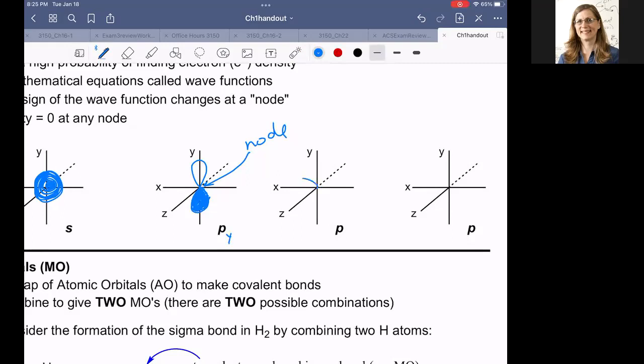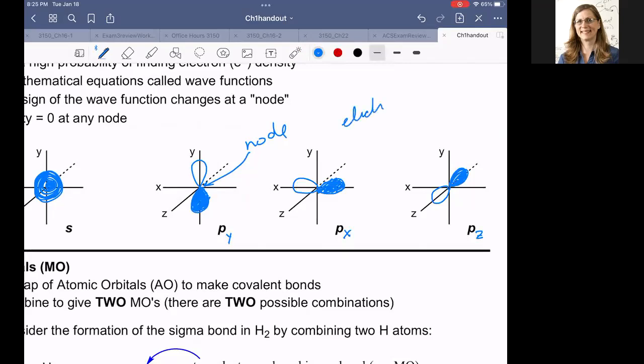We could have one oriented along the X axis, so this would be called the PX. And again, we could shade one side or the other, doesn't matter which. And then the Z axis is the one that's coming straight out at you and straight back. So one of these lobes is above the plane, one is behind the plane of the page, and we would call that the PZ. So anytime we have a P orbital, there's actually two regions where we expect to find electron density.